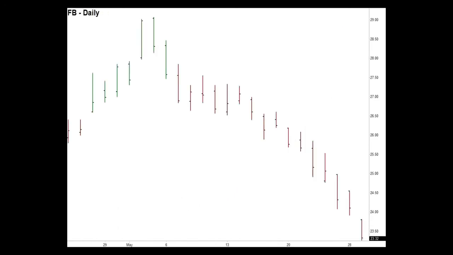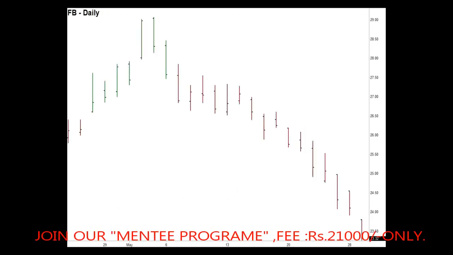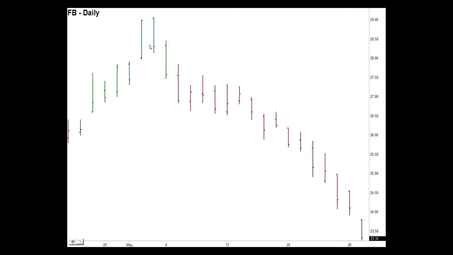How about Facebook? Okay, this chart was taken yesterday actually, and we had a nice little run up here at the very beginning of May. As you can see, the color bars were green. We have a circle here circling 2 green bars of an inside day, and you had a nice run up after that from 27 up to 29, just a couple of points.